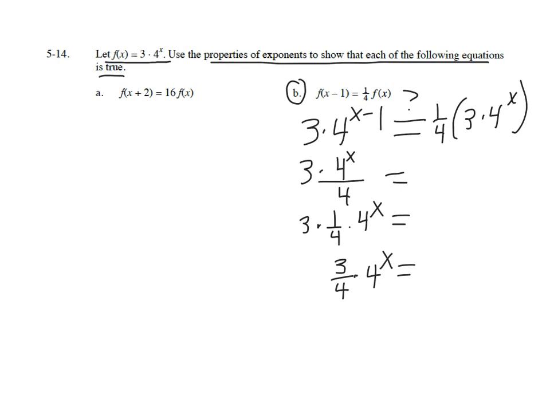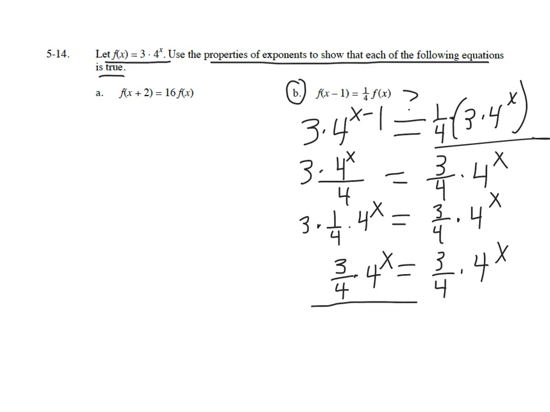Now on the right side, I have 1/4 times 3 times 4 to the x. Well, that's all multiplication running through here, so I'm going to take 1/4 times 3, and that is 3/4 times 4 to the x, which we now have 3/4 times 4 to the x equaling 3/4 times 4 to the x. Pause this, and you try A, and then come back and check your work.